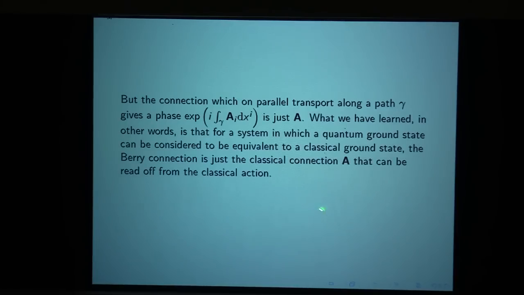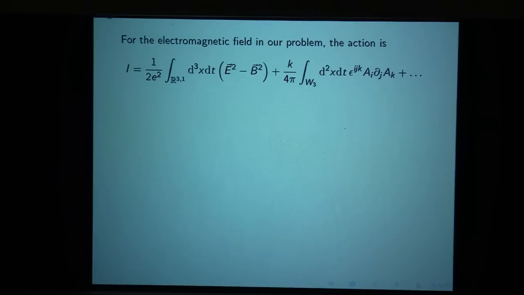So what we've learned is that for any system in which a quantum ground state can be considered to be equivalent to a classical ground state, the Berry connection is just the classical connection, script A, that can be read off from the classical action. So that's how we're going to determine the macroscopic Berry connection of a quantum Hall system. We're just going to read it off from the classical action.